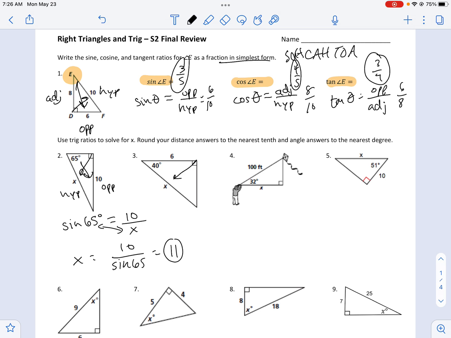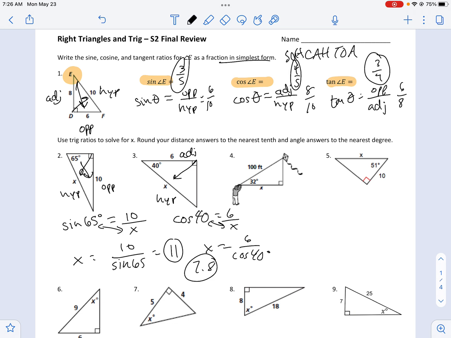Same thing here. We need to figure out what sides we have. We're trying to find the hypotenuse. We're given the adjacent. That's cosine. So cosine theta equals adjacent over hypotenuse. You can do the magic math flip here. Don't know why I put 8 when it's clearly 6. Do the math flip. You get x equals 6 over cosine 40, 7.8.